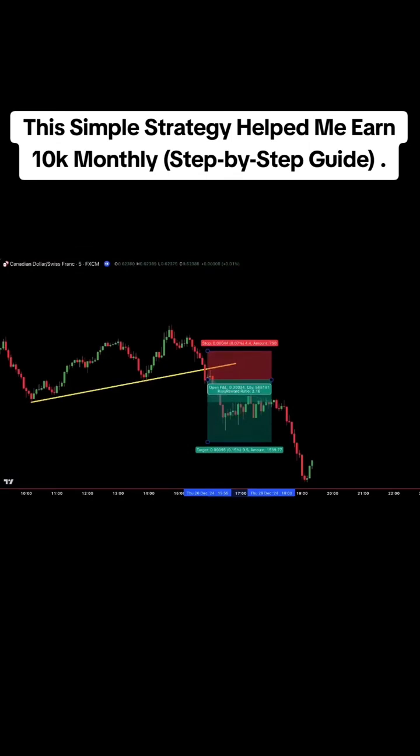That's it for this strategy, traders. You now have all the tools to spot high probability setups like the pros.